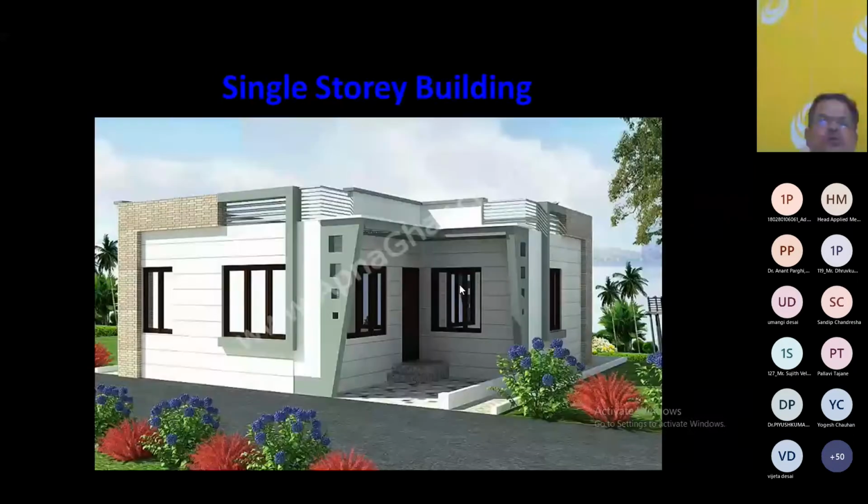So now we'll take a single story building, right? This is the single story building.